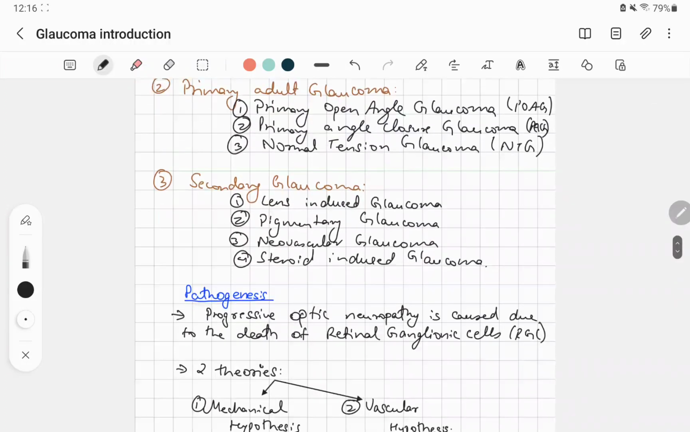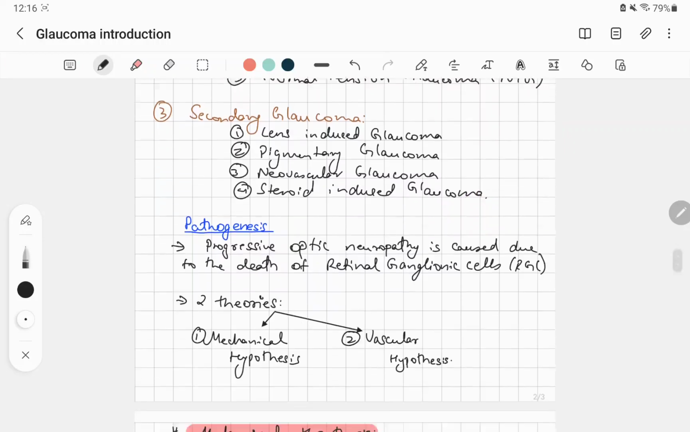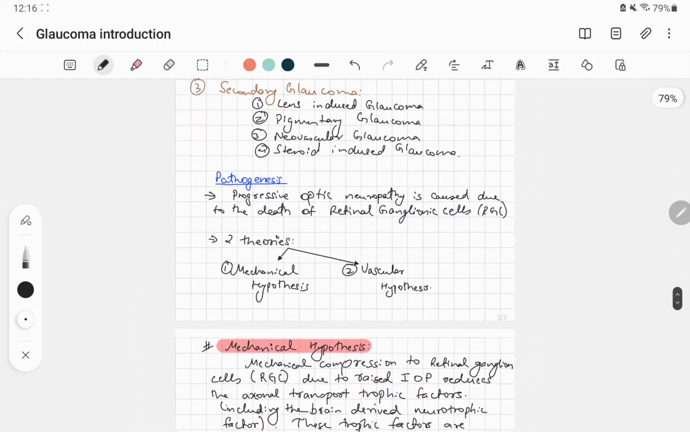So now it comes to secondary. Secondary glaucoma includes many different kinds of glaucomas, but some examples are lens induced glaucoma, pigmentary glaucoma, neovascular glaucoma, and steroid induced glaucoma. We will eventually discuss it.